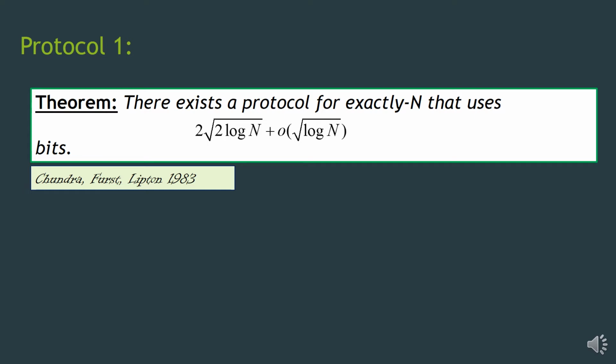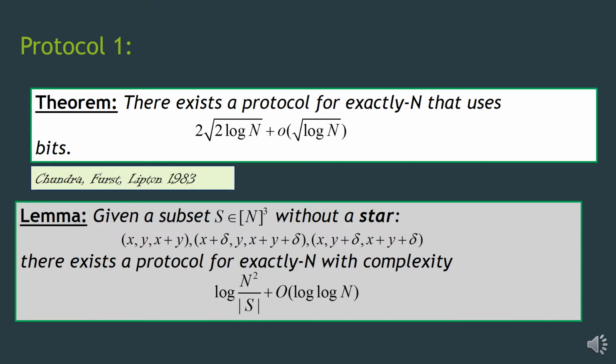For Chandra, Furst, and Lipton's proof of existence, first they used a lemma showing that a protocol exists if the following combinatorial structure exists. You want to construct a large set of triples, 3 numbers, without a star. 3 triples of the following structure: (x, y, x plus y), (x plus delta, y, x plus y plus delta), and (x, y plus delta, x plus y plus delta).